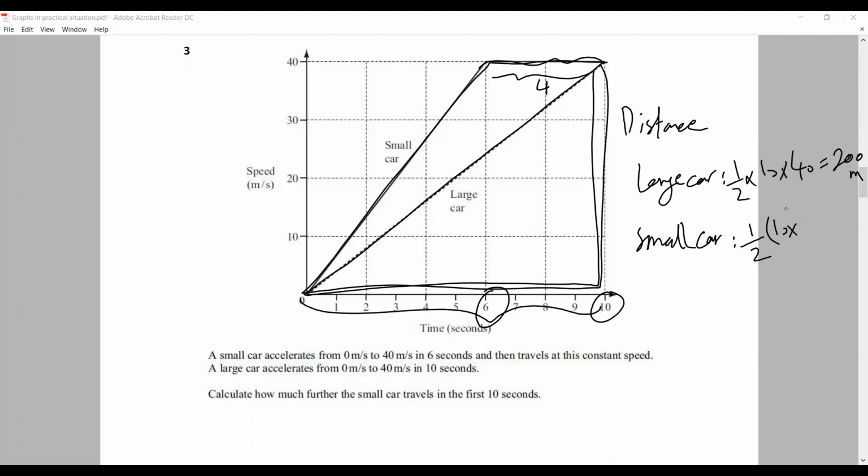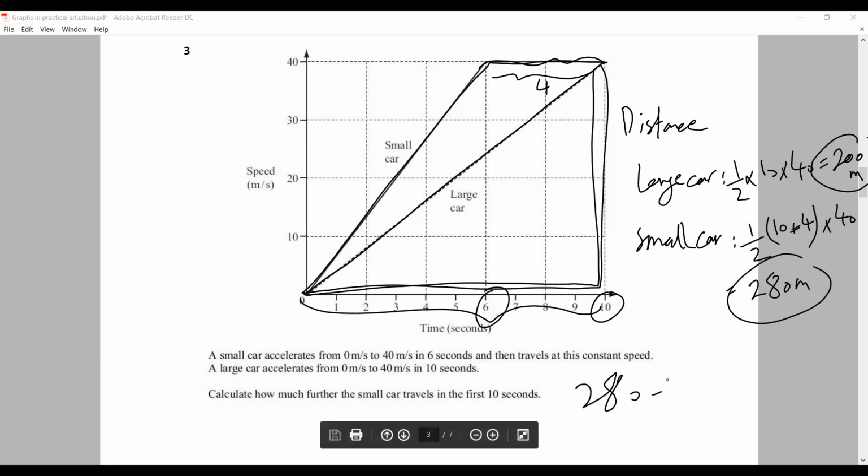I'm sorry, it should be plus, not times. I'm taking the average of the two bases, and then times the height, which is 40. So the answer is 280 meters for the smaller car. And how much further is it? Well, the difference of these two gives me 80 meters apart. So as simple as that.